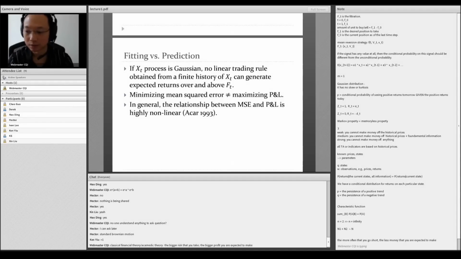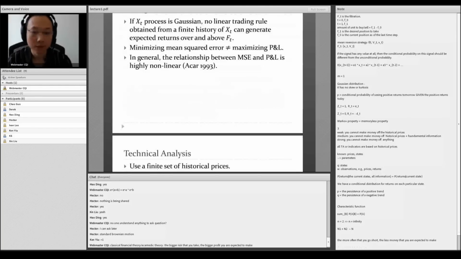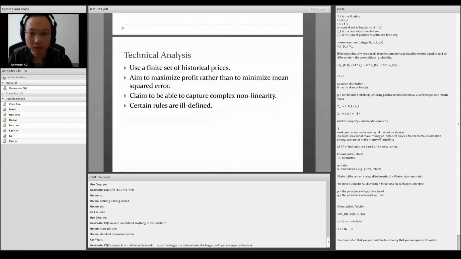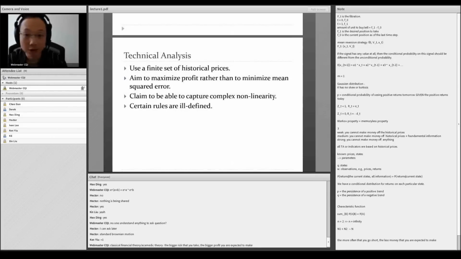Okay, so these are general observations about technical analysis. Basically all of them make trading decisions based on a finite set of historical prices, and it's aimed to maximize profit rather than minimizing mean square error, as the academic guys do. And by the way, in general, technical indicators are not linear. Some of them claim to capture the non-linearity, but this is just a claim. There's no mathematical proof to show that technical indicators, even a complex one, can capture the non-linear aspect of the market. This is just a claim.